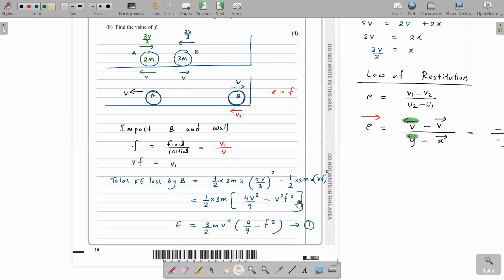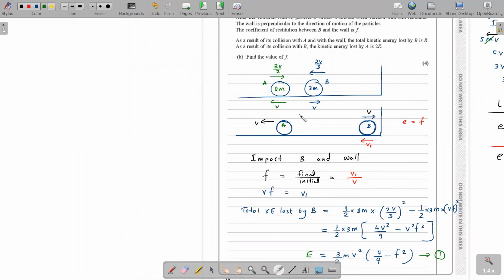Shall we make another expression for A? They've told you that as a result of its collision with B, the kinetic energy lost by A is 2E. So particle A is only having one collision, right? It initially started off with the speed 3v over 2. It has a collision with B and it rebounds. Are we having any other impacts on particle A? No. They say as a result of its collision with B, they don't say anything else. Unlike particle B, which had a collision with A and a collision with the wall, there were 2 things. But here, particle A only collides with B. That's it. So the kinetic energy lost by A is 2E.